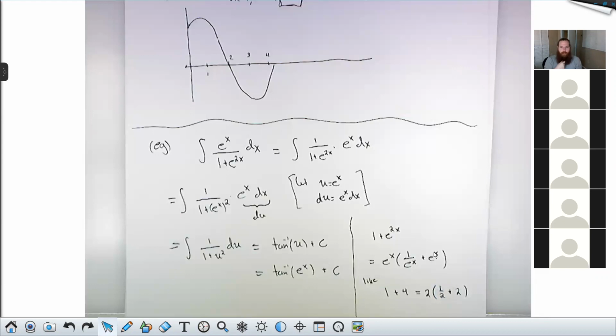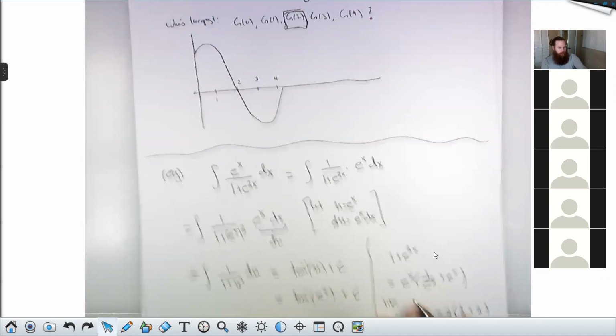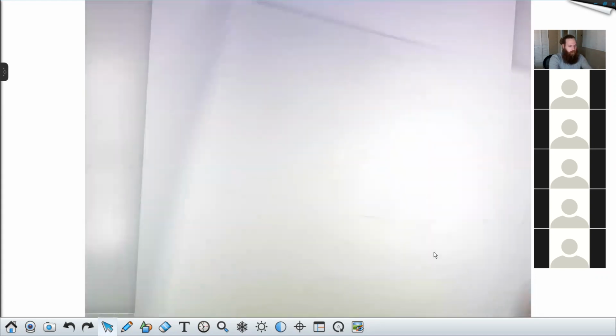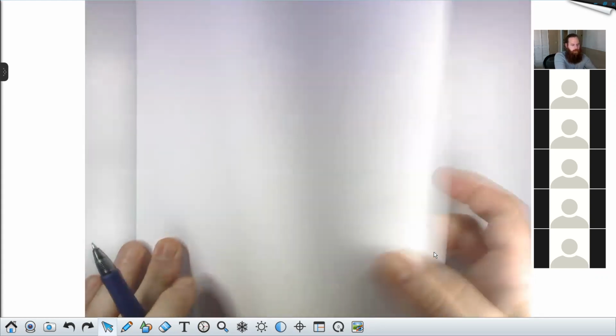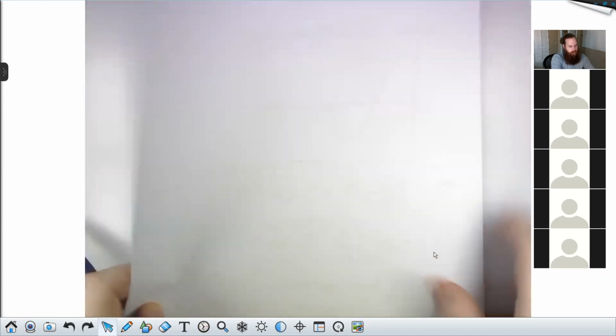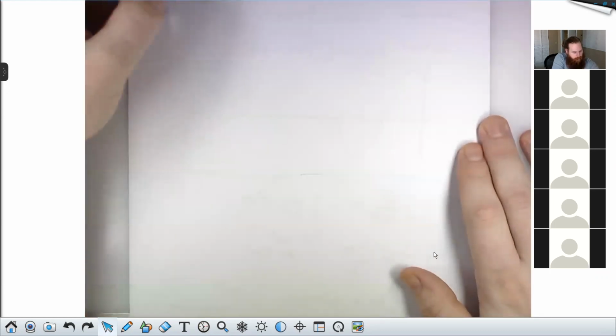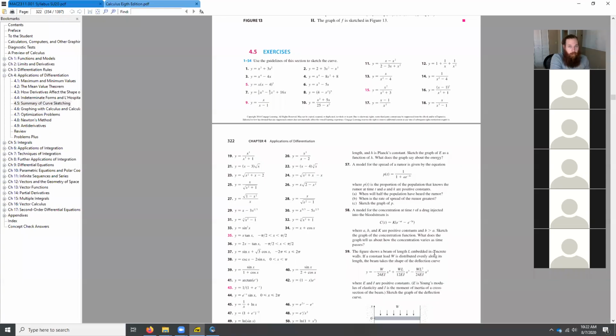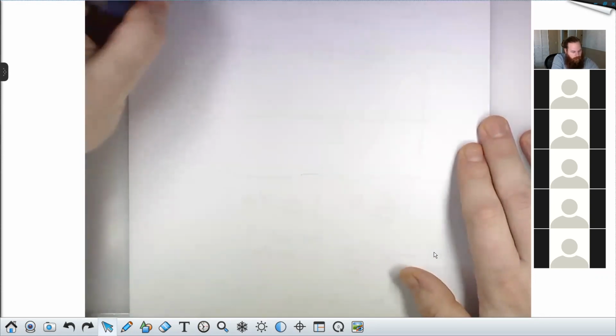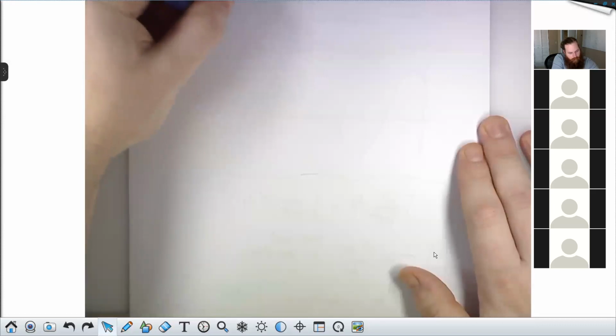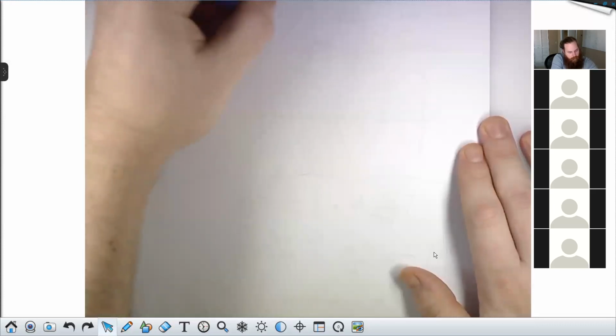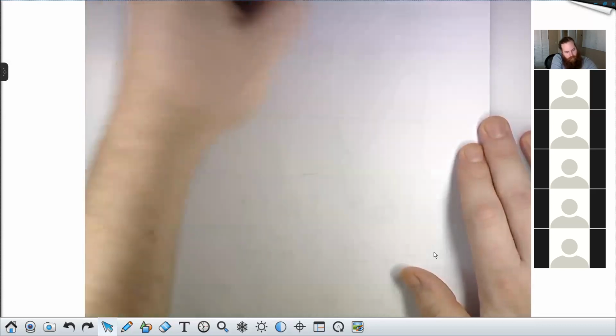Thank you. Cool, cool. Okay, then let's come back to that curve sketching problem. That was x cubed over 1 plus x cubed. It's number 19 from section 4.5.